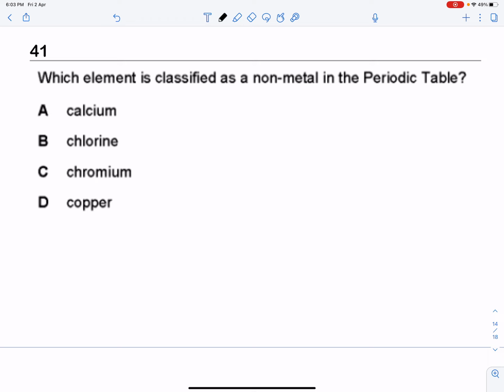Which element is classified as a non-metal in the periodic table? Of course, it is chlorine. That's such an easy question. Gosh, I hope you get lots like that in your exam.